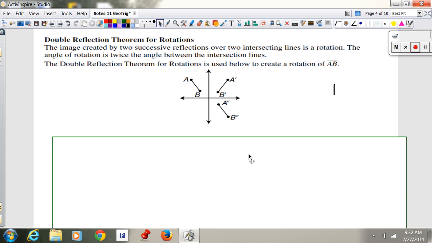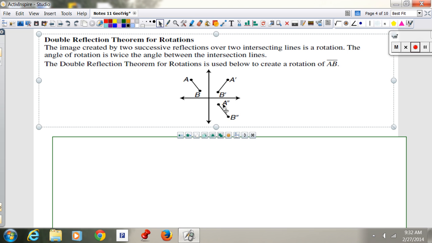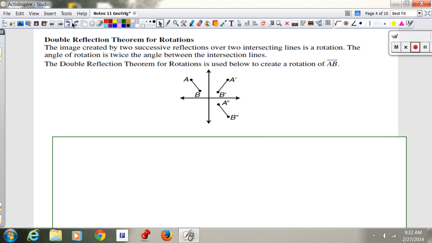That's two reflections in a row right there. That's what that is. Two reflections in a row. So what they did is they messed this picture up a little bit, so I need you to fix it before you write it down. This should have been B double prime. This should have been A double prime. The book made that mistake.